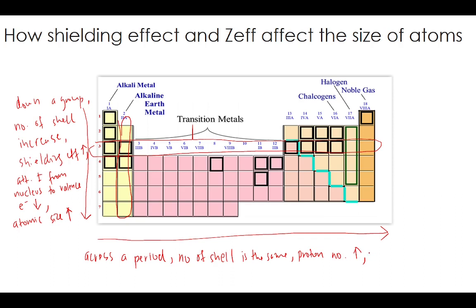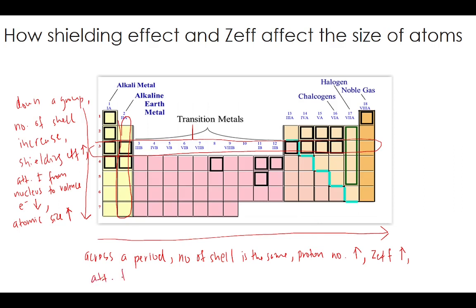So what happens when proton number increases? You should expect that when proton number increases within the same number of shells, ZEF will increase. What is ZEF? ZEF is effective nuclear charge. What is effective nuclear charge? Effective nuclear charge is how strongly the nucleus can attract the outermost shell. So ZEF increases. After ZEF increases, what happens?